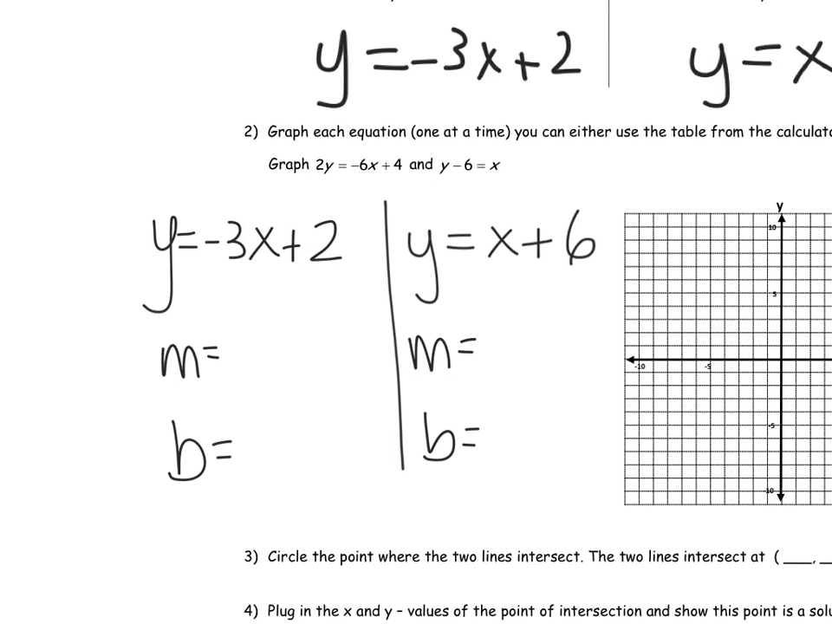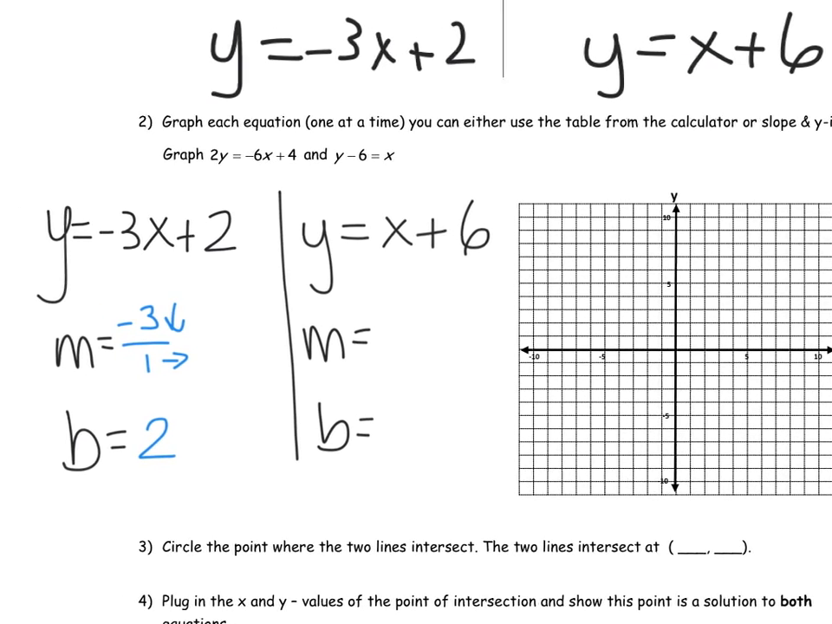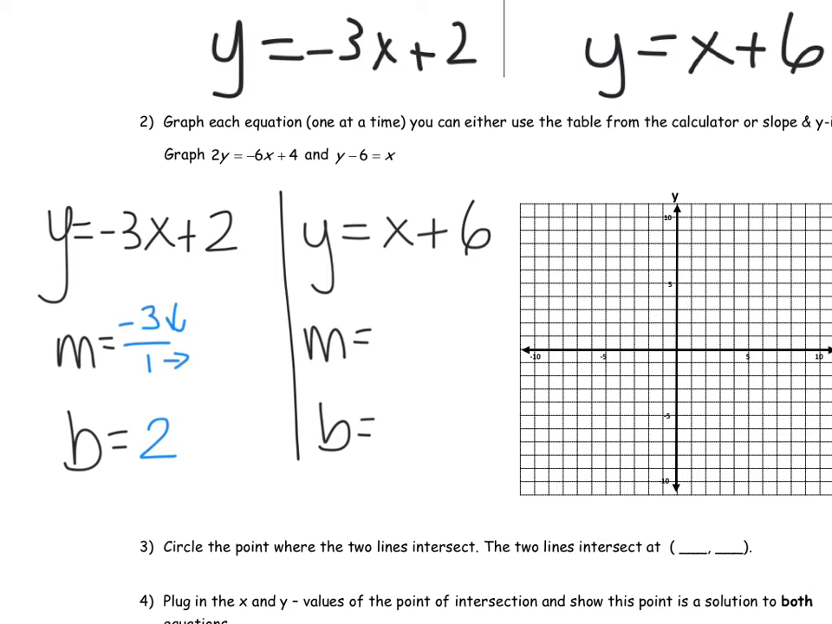All right, so I copied my equations down. My slope here is going to be negative 3 over 1, which means we're going down 3, right 1, and I'm going to start at 2. So let's do that. We're going to start at 2, and we're going to go down 3 over 1. I know that's beautiful. It's really beautiful.